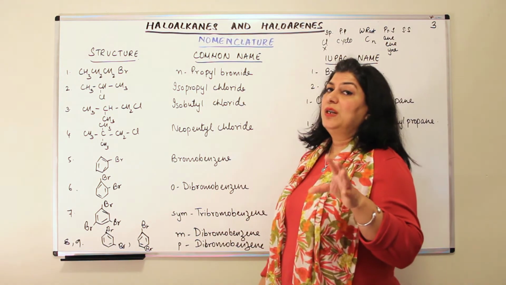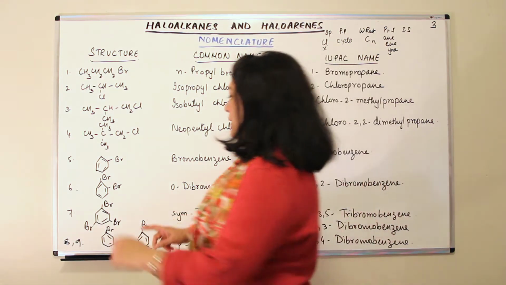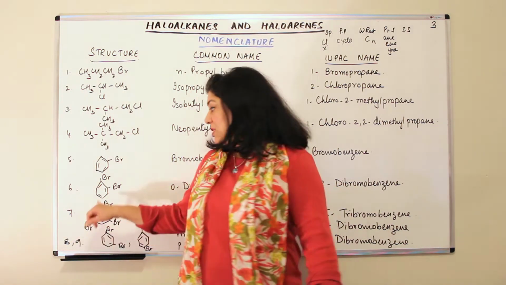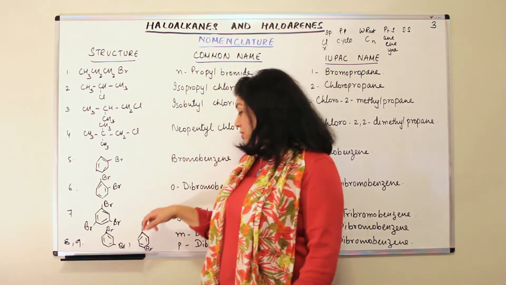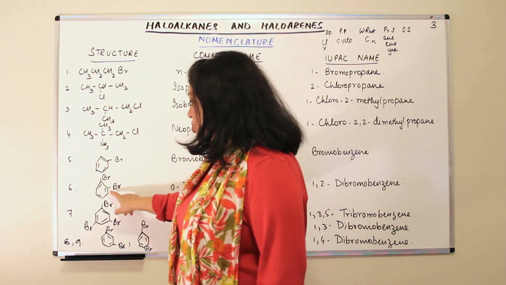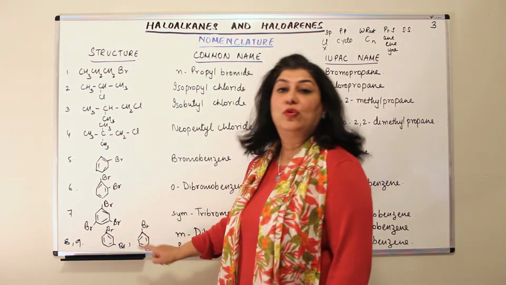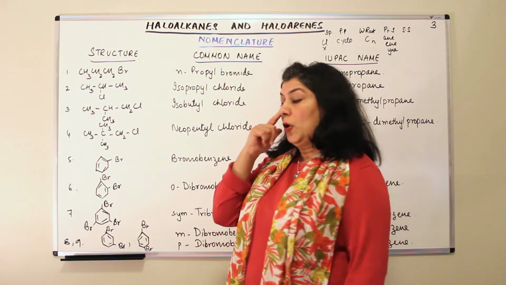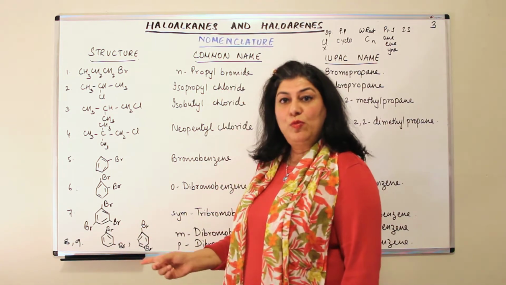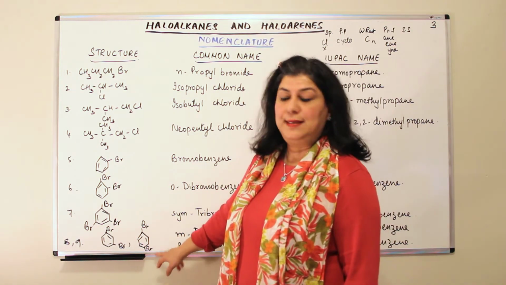But when we come to the IUPAC nomenclature of di-substituted compounds, we again follow the same rule as we have been doing. This would be 1,2 dibromobenzene. We will specify the locants. We do not use the expressions ortho, meta, and para in IUPAC nomenclature. So this would be 1,2 dibromobenzene, this one would be 1,3 dibromobenzene, and this would be 1,4 dibromobenzene. Or ortho dibromobenzene is 1,2 dibromobenzene, meta is 1,3 dibromobenzene, and para is 1,4 dibromobenzene.